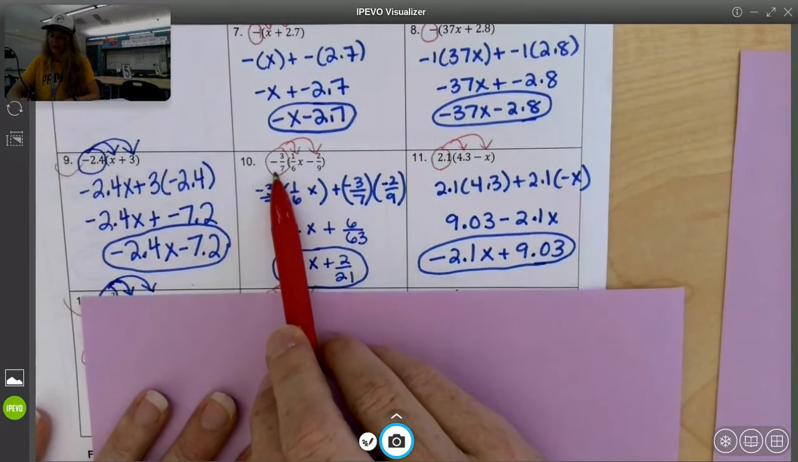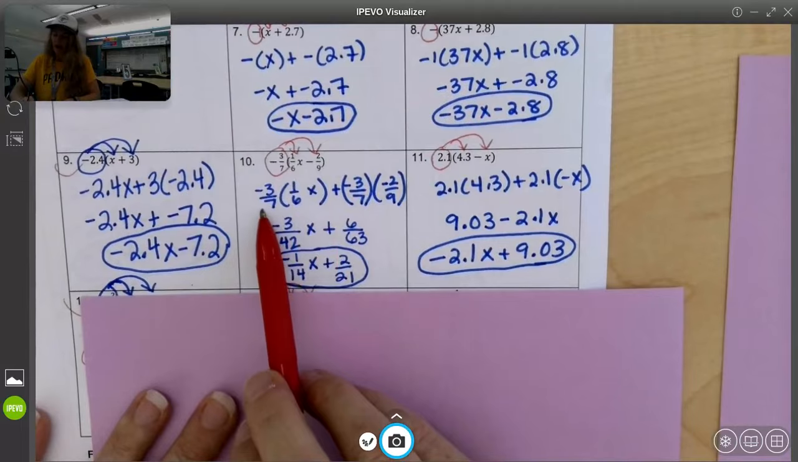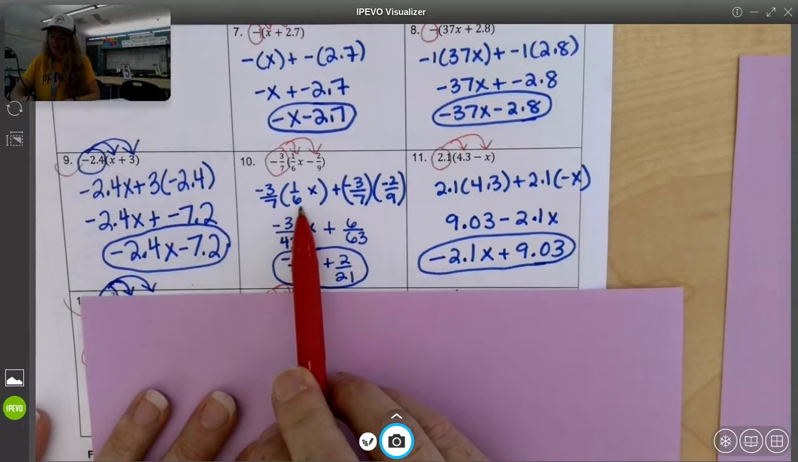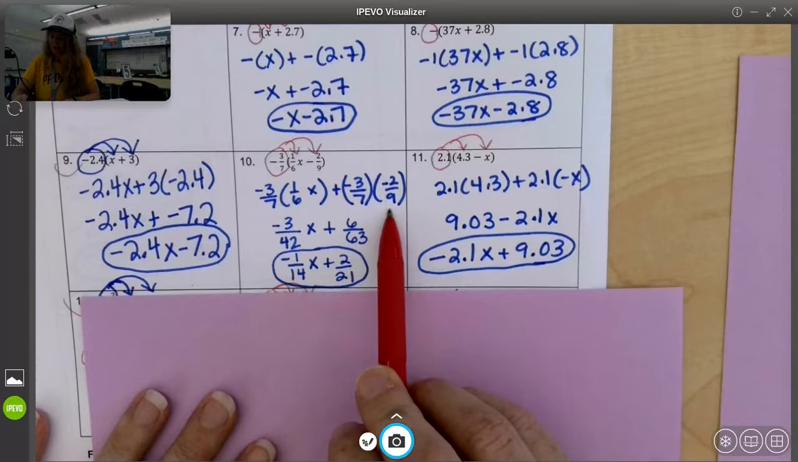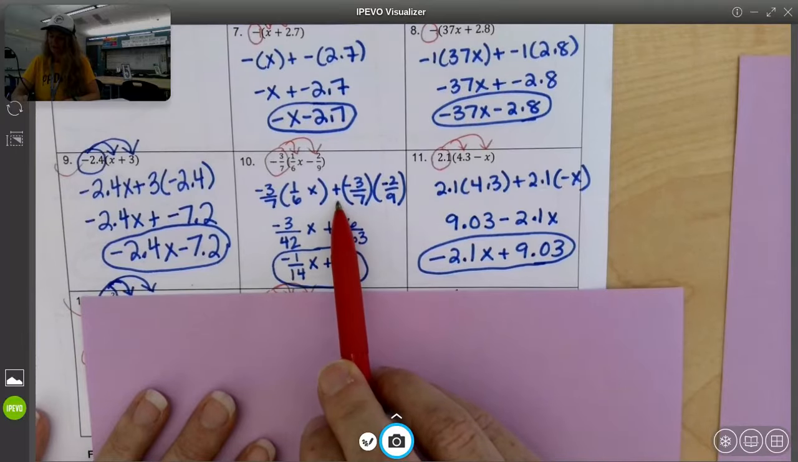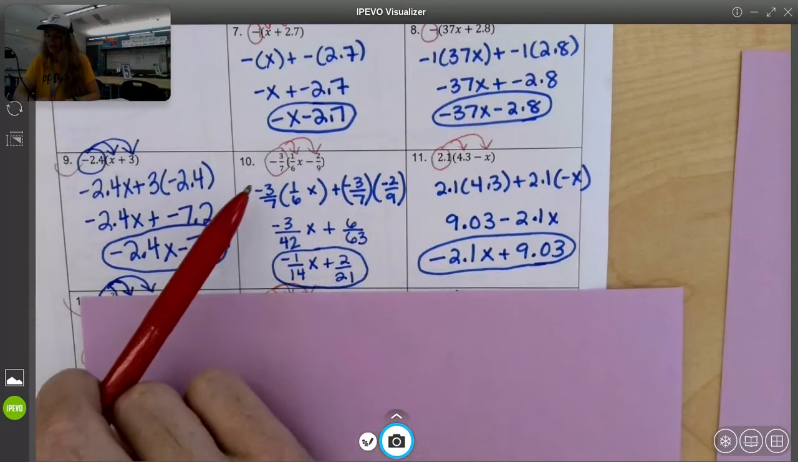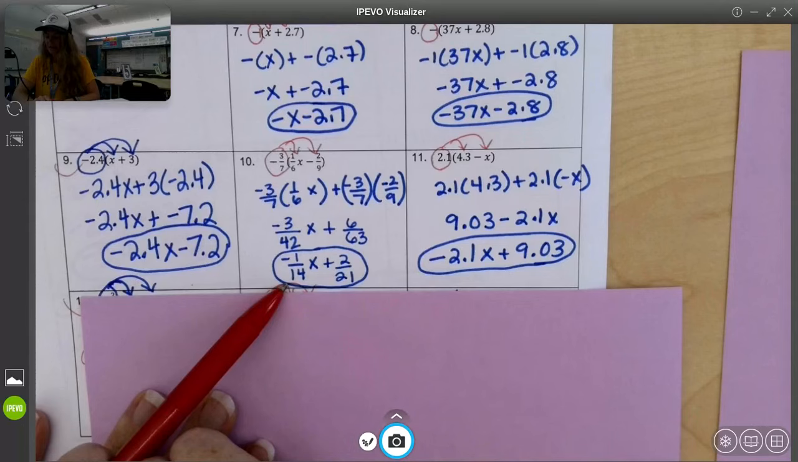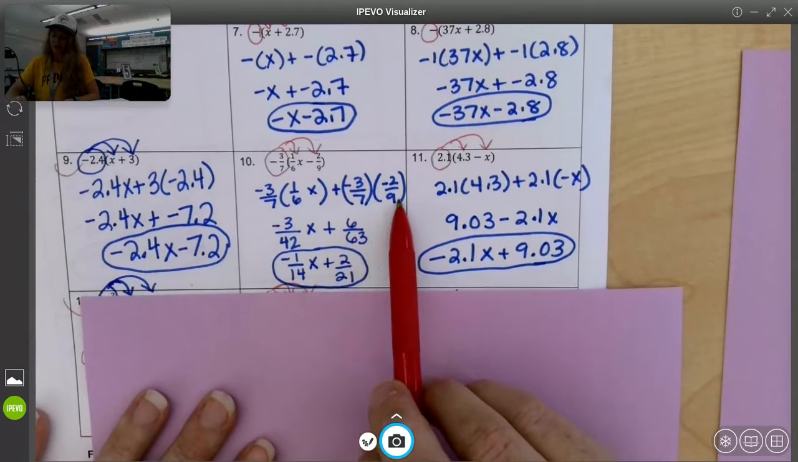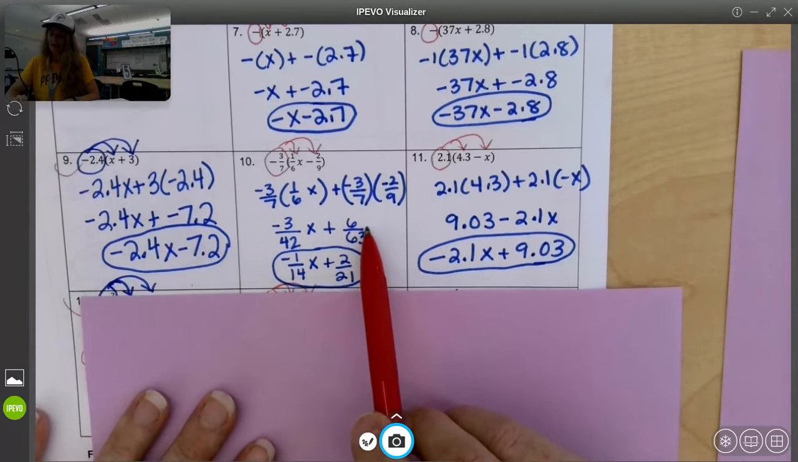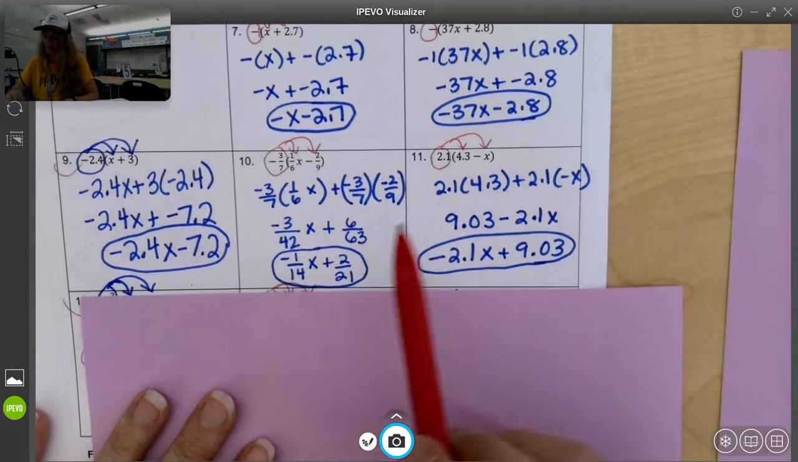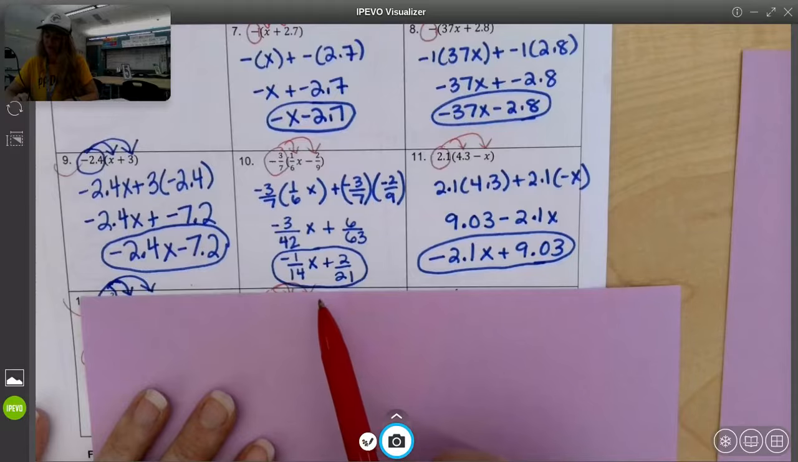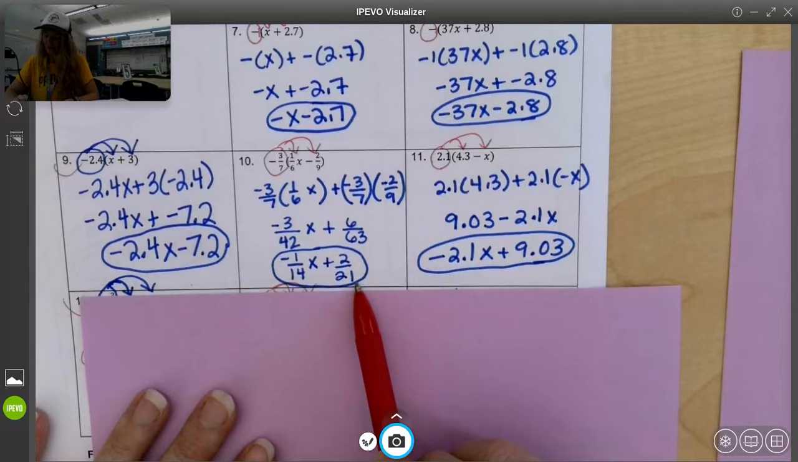Here we're distributing a negative fraction. I have negative 3/7 times 1/6x plus negative 3/7 times negative 2/9. Again, always leaving this as addition. I could have cross-canceled here with the 3 and the 6 to make my simplifying a little easier. Again, with the 3 and the 9, I could have cross-canceled. I did not, and I just did it at the end, but I probably should have cross-canceled. Negative 1/14 times x plus 2 over 21.